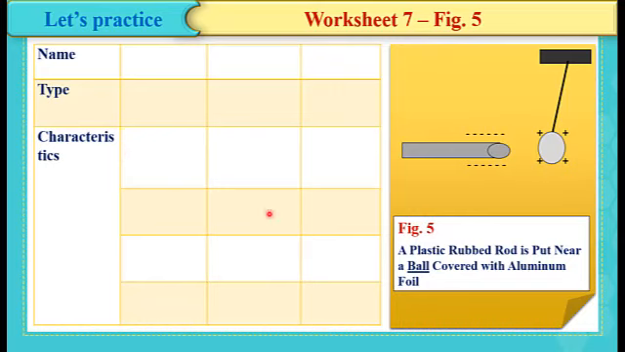Same questions for figure 5. We should name the forces acting on the ball covered with aluminium foil. We should indicate the type of each force and list the characteristics. Please pause the video and try to solve it.